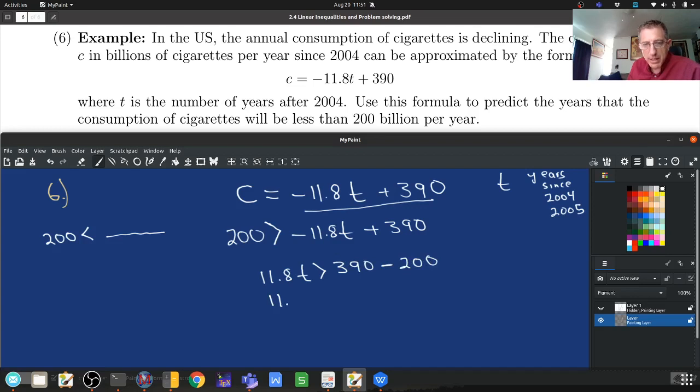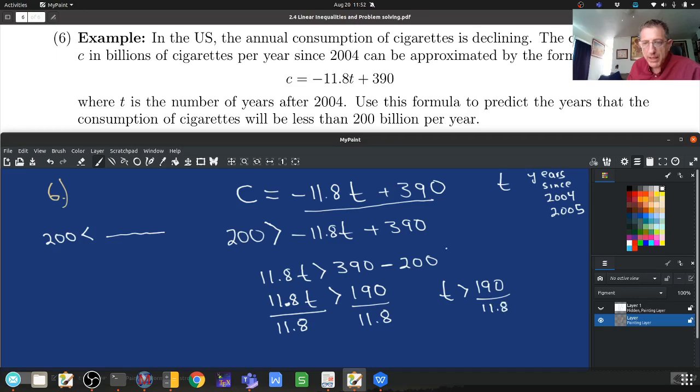So that gives me 11.8t is greater than 190. Now I'm going to divide through by 11.8. 11.8 is a positive number. And I get t is greater than 190 over 11.8.